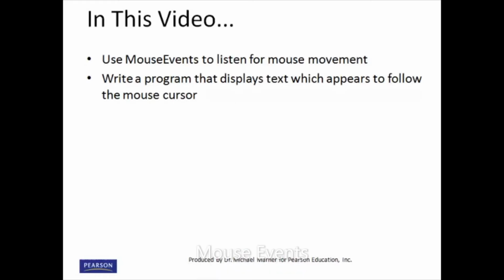Hello, in this video we're going to look at using mouse events to listen for mouse movement. So we're going to write a program that displays text, and this text is going to appear to follow the mouse cursor as the user moves the mouse around. So with that, let's get started.